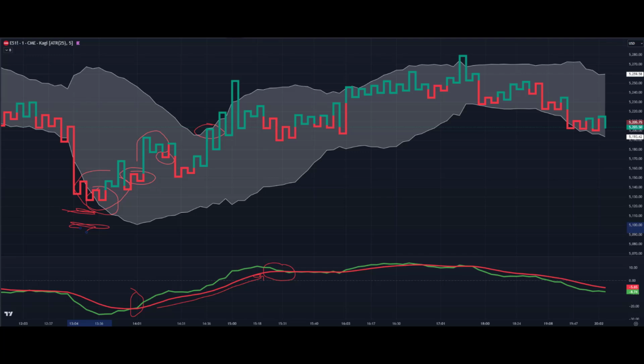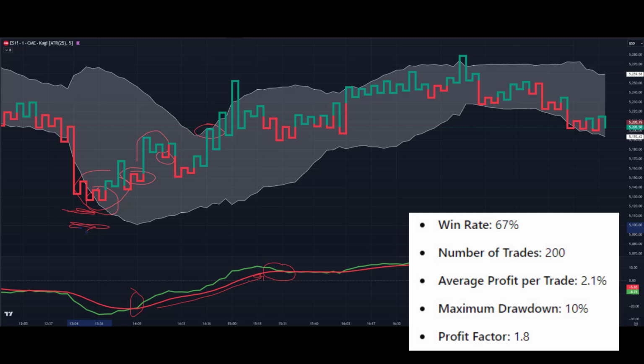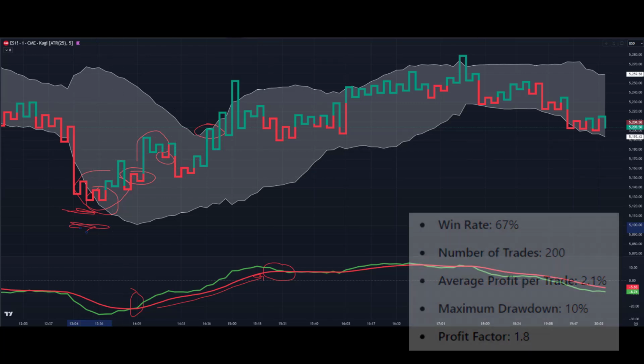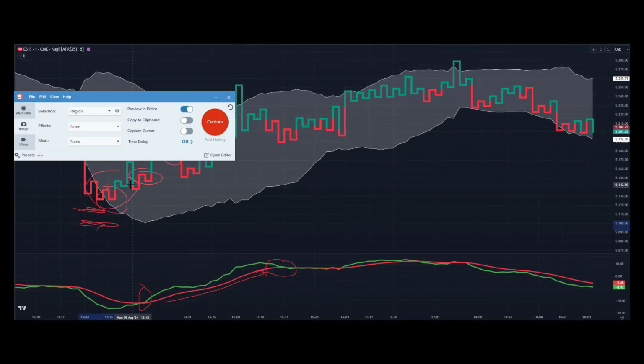So in terms of results, this has got a 67% win rate. There are about 200 trades over a 4-year backtest. Average profit per trade about 2.1%. Max drawdown 10%. Profit factor 1.8. What I did fail to mention is I like to trade this one on the S&P 500, as you can see up there in the top left ticker, using ATR 25.